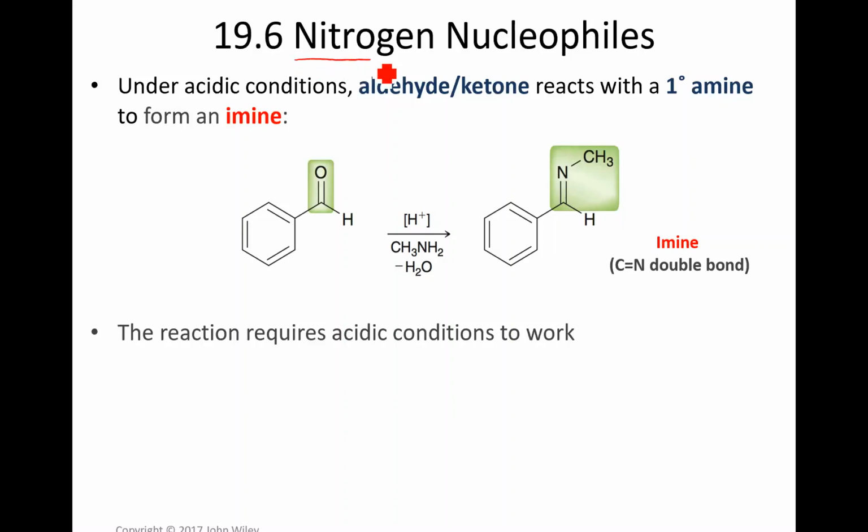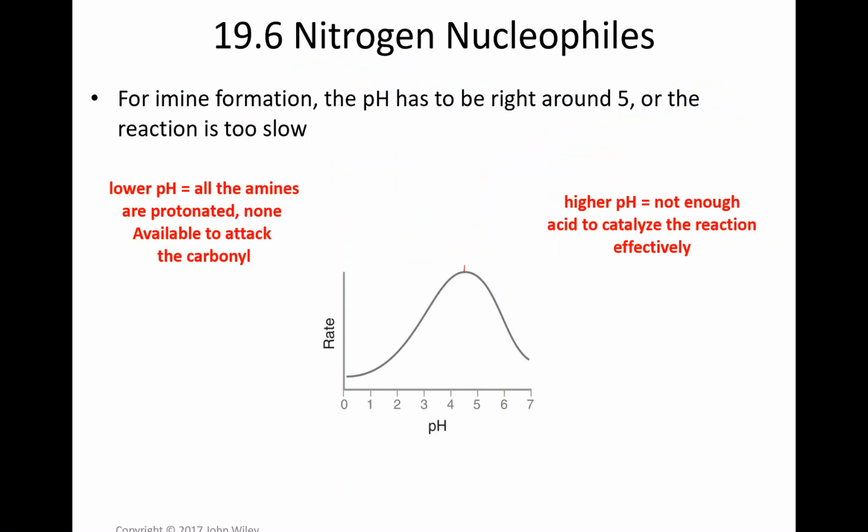Okay, so now we're going to be talking about using nitrogen nucleophiles with reaction with aldehydes and ketones. So specifically, we're going to be first looking at using a primary amine with an aldehyde or ketone to form what's called an imine. The reaction requires acidic conditions to work, and one of the products is water. So if we have a method to remove water during the reaction, that would drive the equilibrium forward, because this is a reversible reaction.